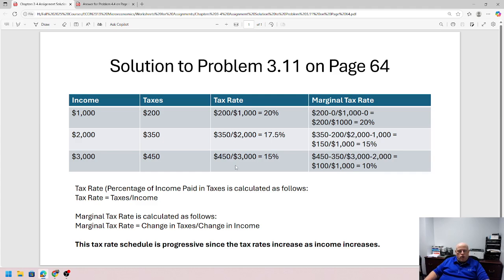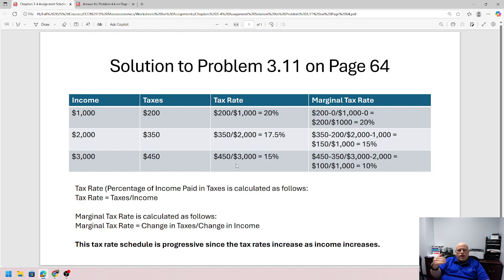And then on the third income, which is $3,000, it was $450 in taxes, so it's just a ratio. You just take $450, which is the taxes, over the income, $3,000, and that gives you a 15% tax rate. Now, looking at this tax rate, as we move from $1,000 of income to $2,000 to $3,000, we can see that our tax rates are going down as our income increases, which means that it's a regressive tax, okay?